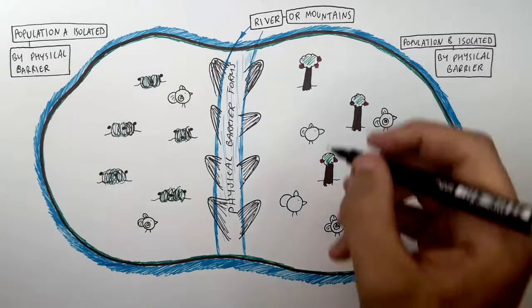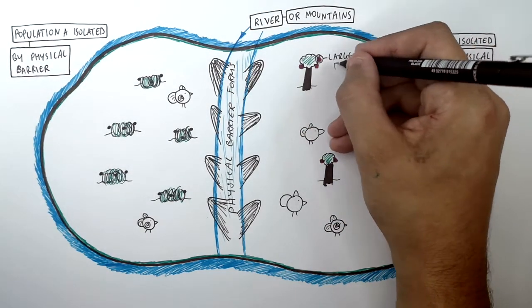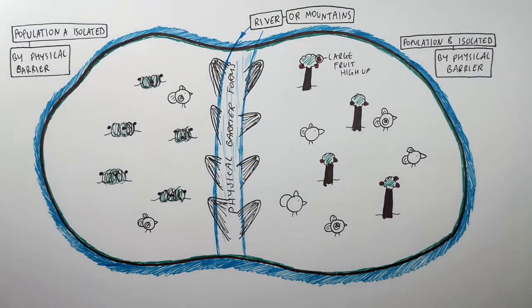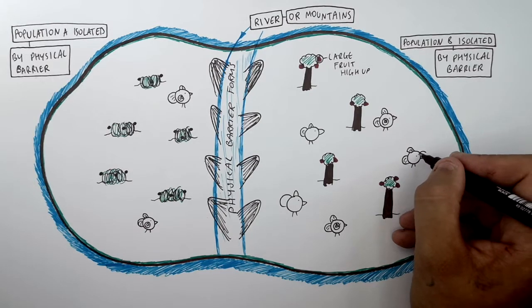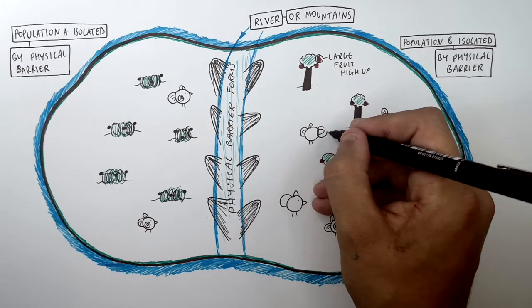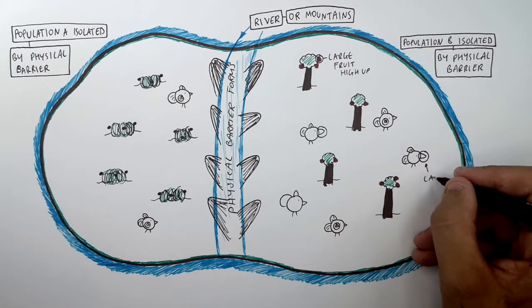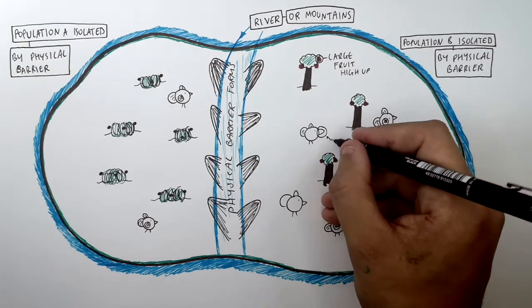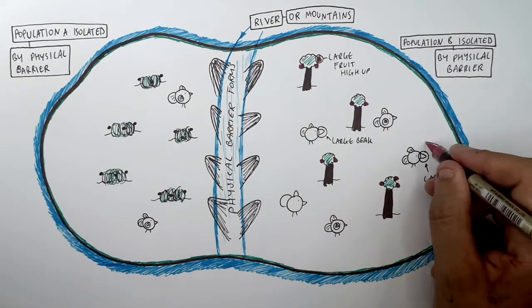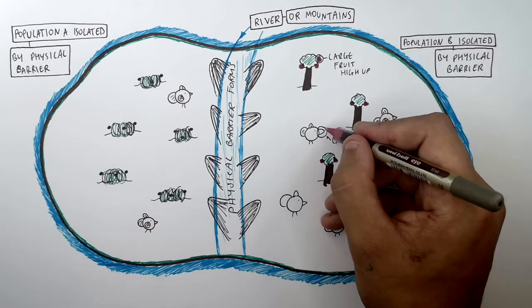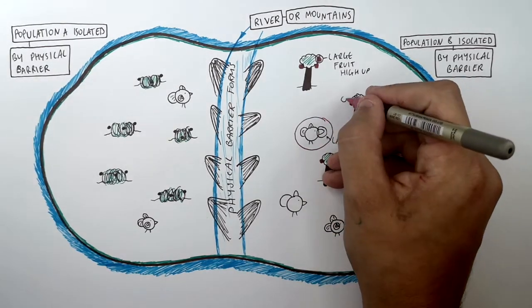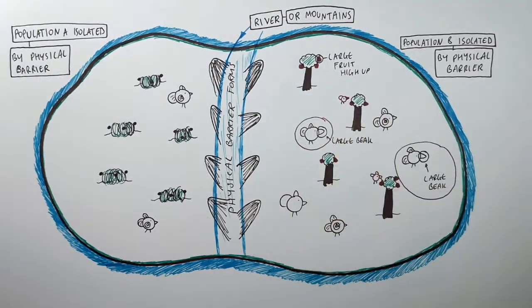The main food source for population B is large fruit high up in the trees. So the beneficial variation is going to be a large beak. That's to hold the large fruit. Also, you'd want larger wings. This is so you can fly up to the large fruit high up more easily.